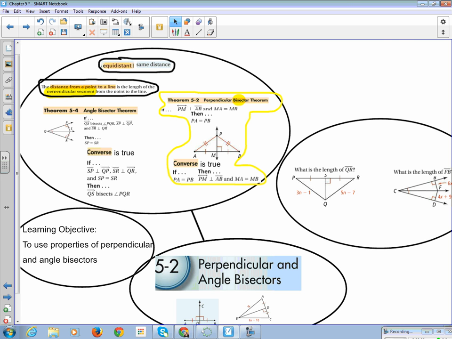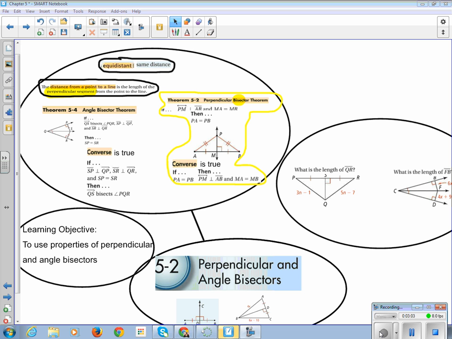The converse, we did converse a couple chapters ago, the converse of that is true. If PA is equal to PB, then we can say PM is perpendicular to AB and MA is equal to MB. So all that information is. All right, Theorem 5-4 is the angle bisector theorem. If you're wondering what happened to 5-3, it's the converse. 5-3 is the converse of perpendicular bisector theorem.